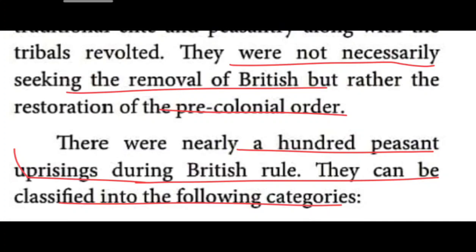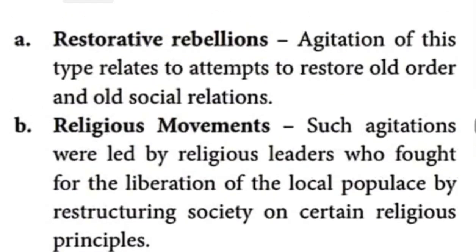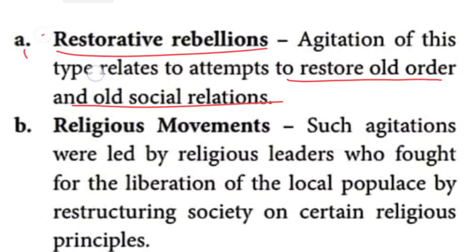So what are the things there? The first point, the first para, on page number 76, you can check it, children: restorative rebellion. More than 100 uprisings were conducted against the British, and among that, four types of rebellion are given in your book. Restorative rebellion: what is meant by restorative? Bringing back. This type of revolt was conducted in order to restore the old order as well as old social relations.